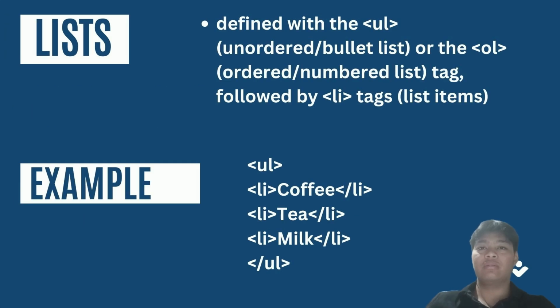Lists are defined with the UL tag for an unordered or bullet list, or the OL tag for an ordered or numbered list, followed by the LI tag for list items. Example. So we're going to do that, especially the list. I will give an example. So let's open Notepad++.